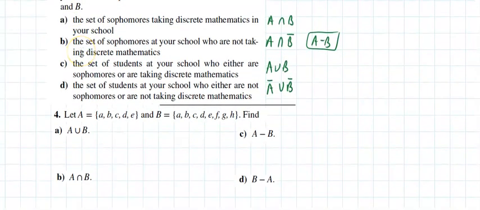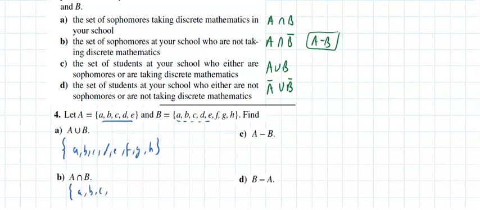Given the set A is the following letters, A, B, C, D, and E. Okay, A union B, well pretty much since A is already in B, that's going to be all the elements in B because they're included in both. So that would be A, B, C, D, E, F, G, and H. Set B, A intersect B would be the common, which is all the elements in A in this case. That's not always the case. That is set A really.